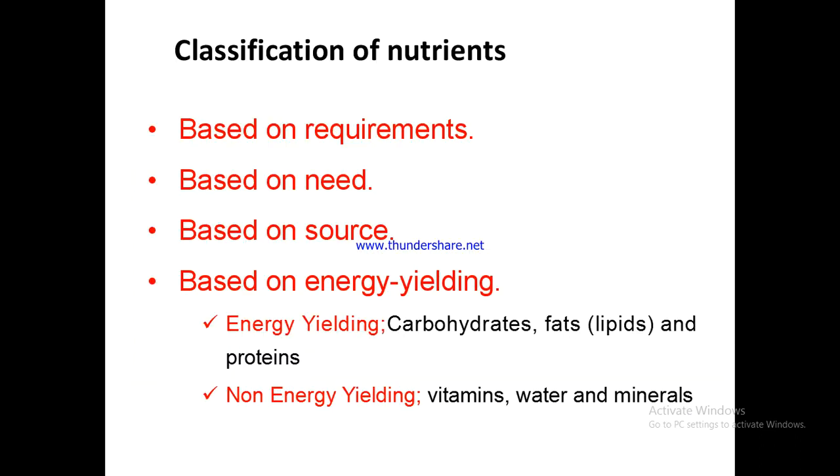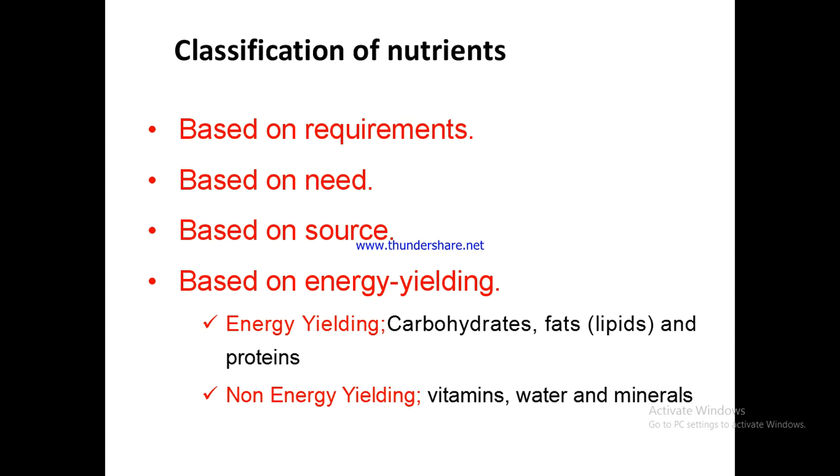The other thing we will see is the classification of nutrients. Nutrients can be classified based on requirement as macronutrients and micronutrients. Macronutrients are nutrients needed in the body in a larger amount, usually measured in grams. Micronutrients are nutrients required by our body in a lesser amount, usually in milligrams or micrograms.